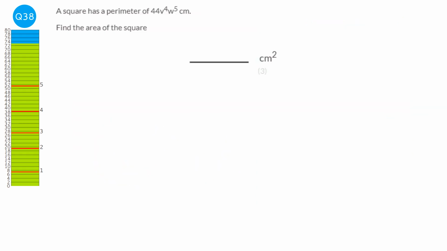So we need to first of all work out what the length of the side of the square is. And to do that, what we do is we get the 44v to the power 4 w to the power 5, and we just divide it by 4.